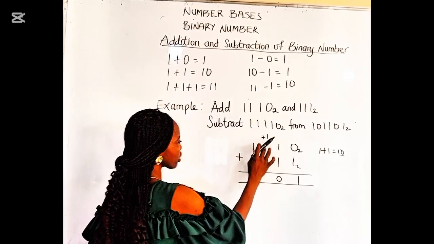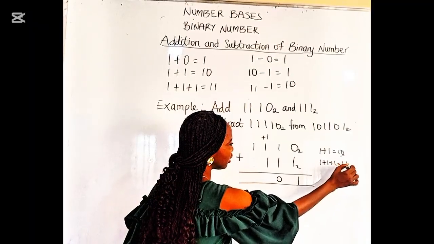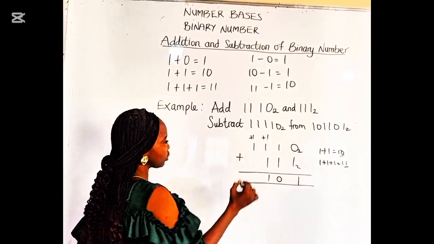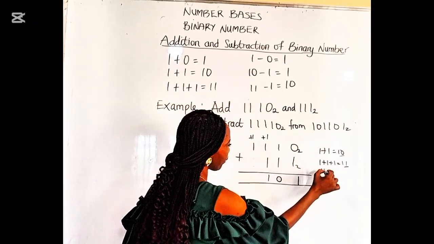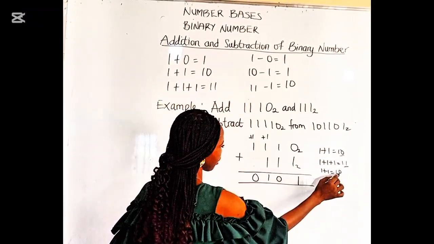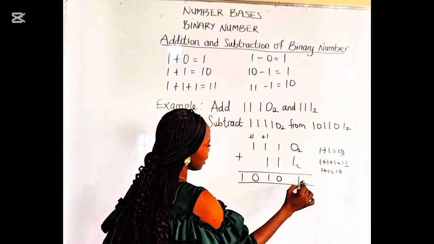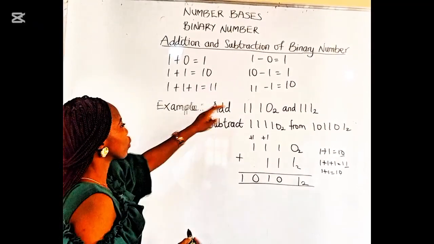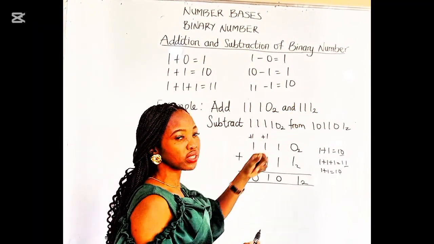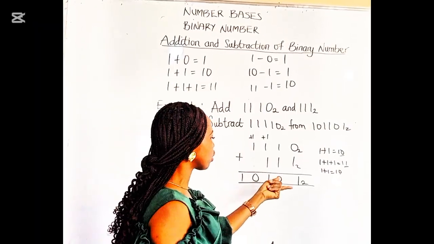So, I have 1 plus 1 plus 1. 1 plus 1 plus 1 is 11. I'm going to write out my 1 and I'll bring out the other one too. So I have 1 plus 1, which is 10. So I'm going to write out my 0, but there is nothing else, so I'm going to complete it. And this is the answer. Therefore, 1, 1, 1, 0 base 2 plus 1, 1, 1 base 2 is going to give me 1, 0, 1, 0, 1 base 2.